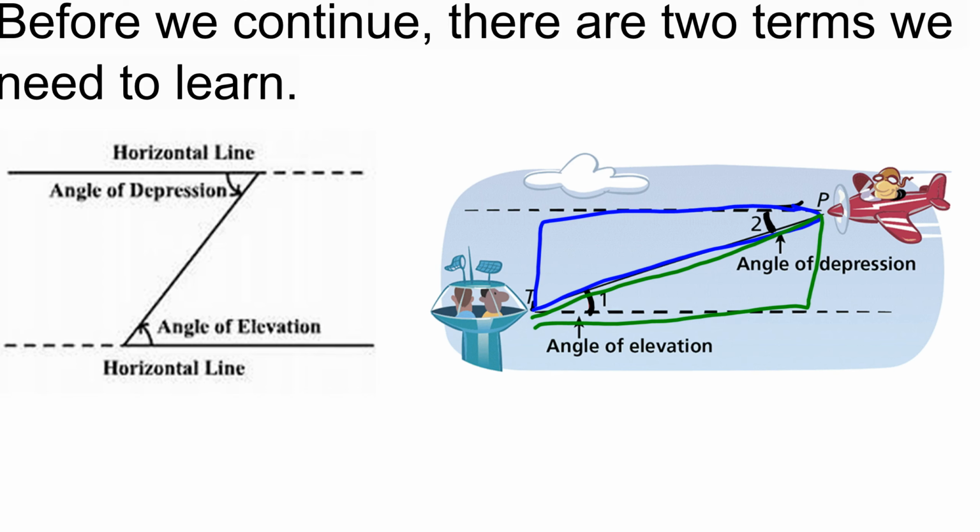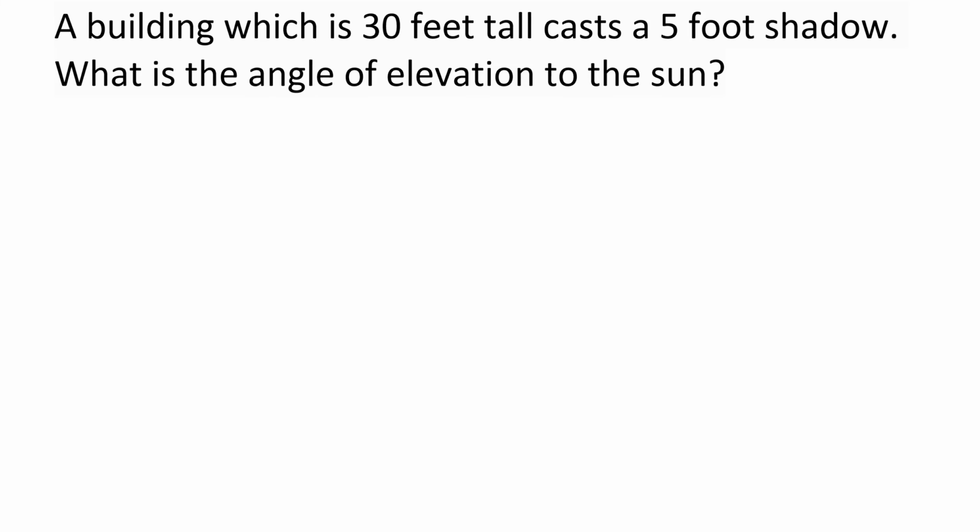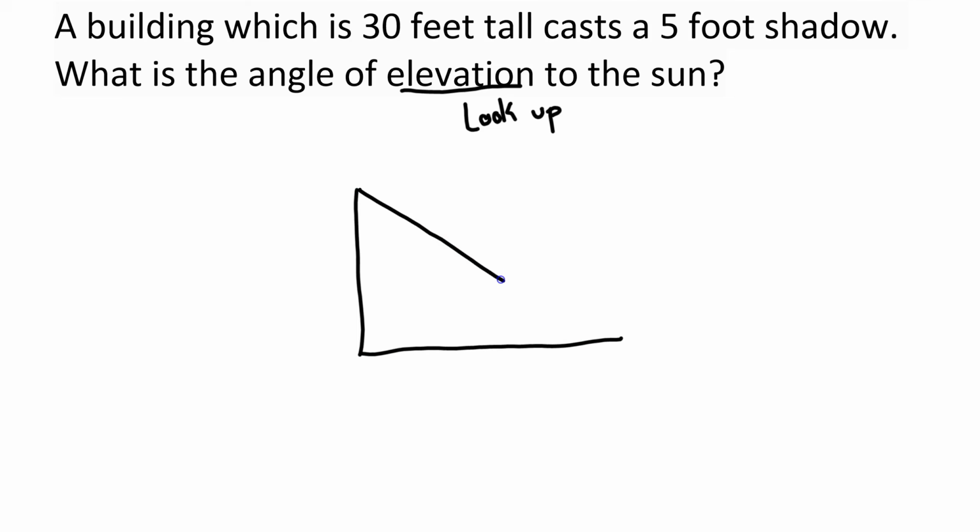Okay, but those are the only two things we need to worry about. So let's take a look now at this next problem. It says a building which is 30 feet tall casts a 5-foot shadow. What is the angle of elevation to the sun? So we have angle of elevation, so that means we're going to be looking up. So that means my right triangle is going to look like this, and the angle of elevation is going to be that piece.